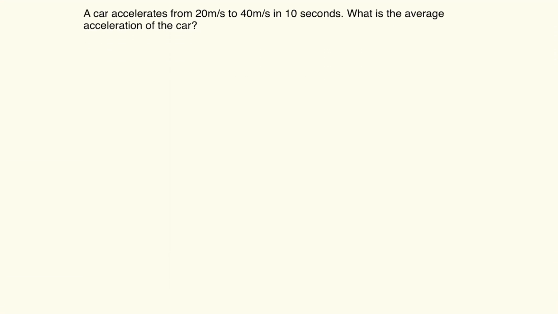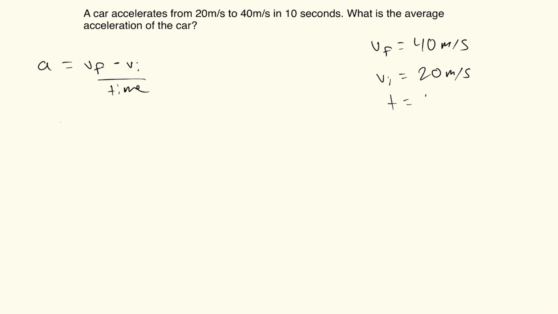A car accelerates from 20 meters per second to 40 meters per second in 10 seconds. What is the average acceleration of the car? So let's whip out our formula. A is equal to Vf minus Vi over time. Now, before we do that, actually, let's write out our givens. Our Vf is equal to 40 meters per second. Our Vi is equal to 20 meters per second. And our time is equal to 10 seconds.